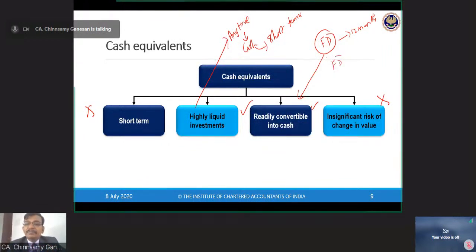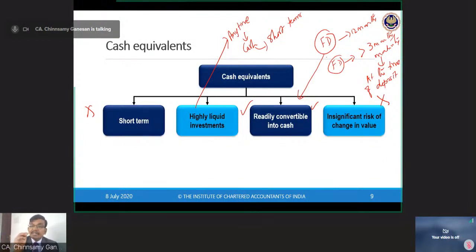Now, let us try to understand another case. I have a fixed deposit and the fixed deposit is having less than 3 months maturity. So that means 3 months maturity at the time of deposit. This is very important. At the time of deposit, the maturity period is 3 months or less. What do you mean by that? For example, on 1st of October, I am making a fixed deposit. October, November, December. Before 31st December, if it matures, less than 3 months maturity at the time of deposit.